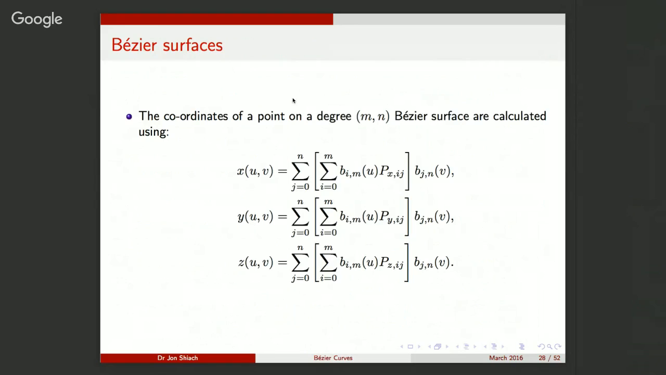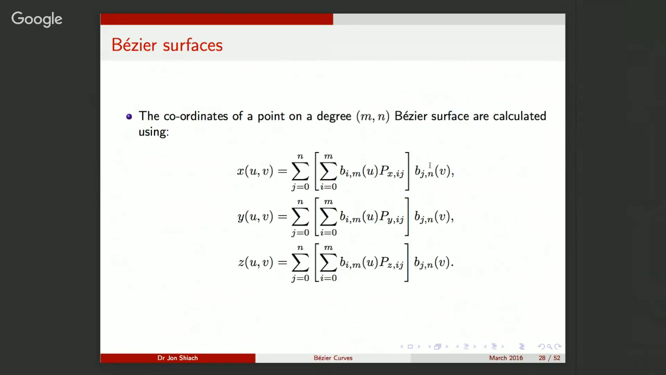Okay, and all we do is we sum across and up some Bezier curves. This may look quite complicated, but what all this means is these are the x, y, and z coordinates of a point on our Bezier patch or Bezier surface. And what we do is we sum through all the x direction. So this sum for i equals 1 to m is summing multiple Bezier curves in the x direction, and the outer sum is summing it in the y direction.